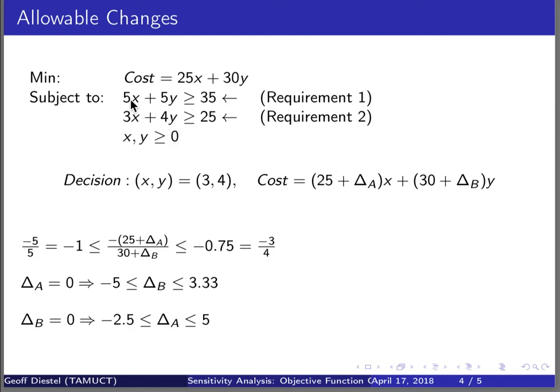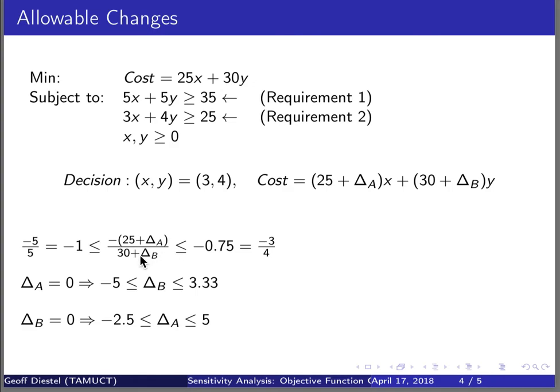If you look at the first one, solving for y, you would see a slope of negative 5 divided by 5, or negative 1. For requirement 2, if we solve for y, we get a slope of a negative 3 divided by 4. So we just put our slope of our objective function with our allowable change variables, delta A and delta B, in between those two values.